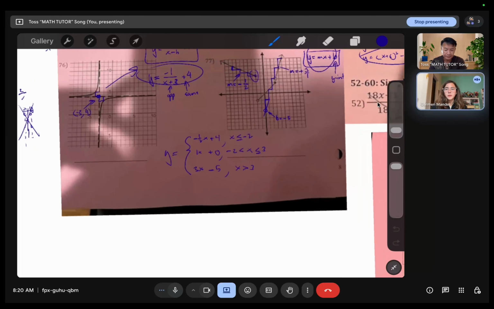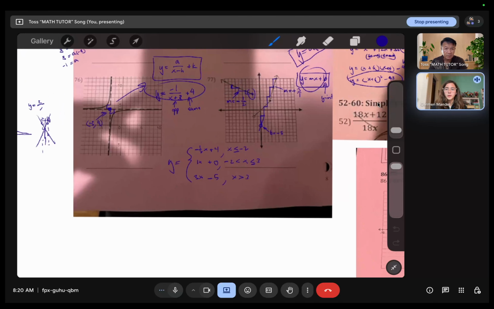All of my teachers in the past didn't care about showing work on tests as long as you got the right answer. Right, right. But not this one. Not this one.